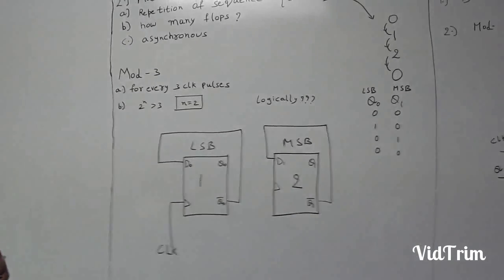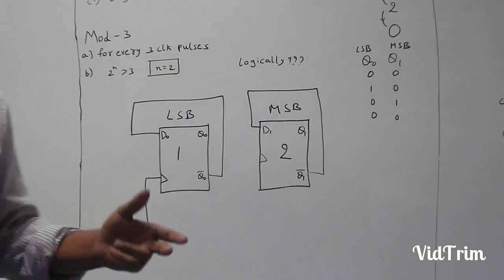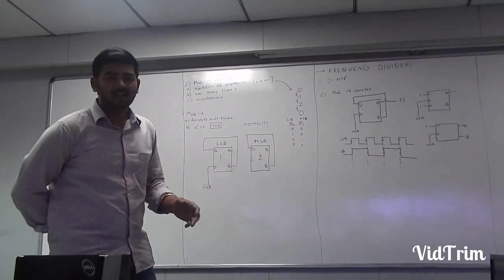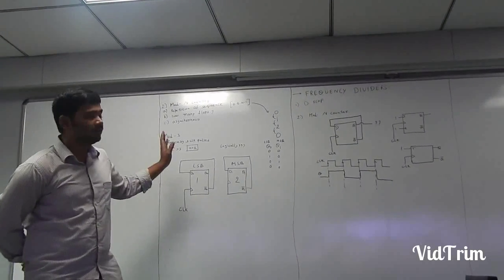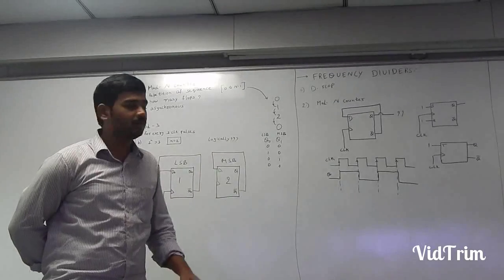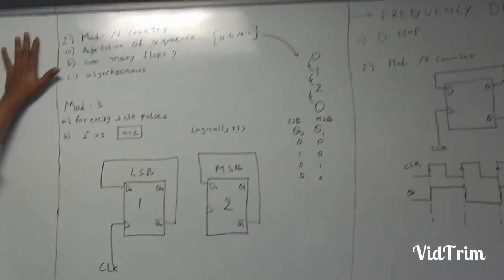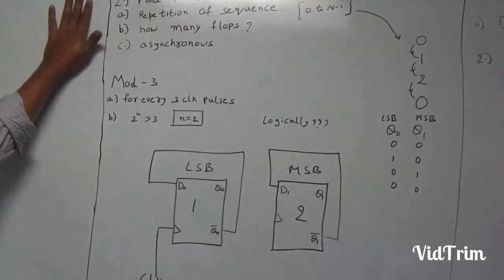So far we discussed the D flop and how it gives one clock pulse delay, and the same when it's captured at another edge gives half clock pulse delay. And now the main concept in solving frequency dividers is a mod n counter, a modulus n counter. Basically it's an asynchronous counter.